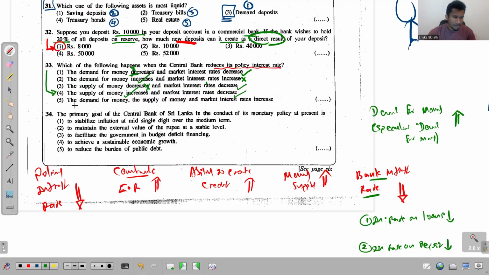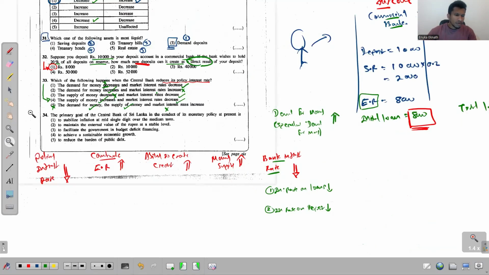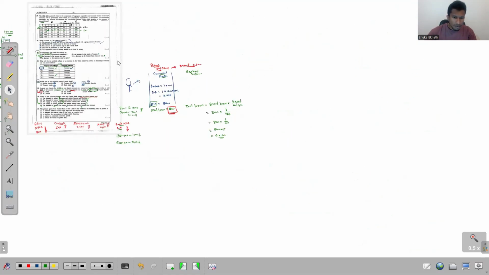But we'll read the fifth one as well. The demand for money, the supply of money, and the market interest rates increase. Now, this is true: demand for money is increased, speculative demand for money increases, money supply increases, but the market interest rates will decrease. So that's why this is wrong. Before we move to this question 35, we will send all these to the other side.